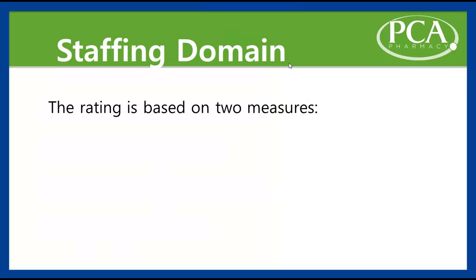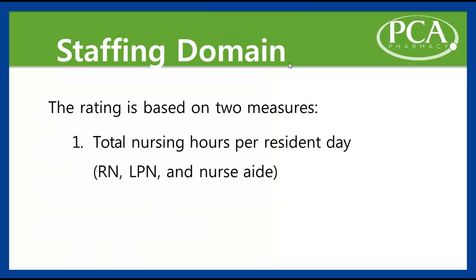Specifically going into more detail about the staffing domain, it is based on two measures. The first is the total nursing hours per resident day for RNs, LPNs, and nurse aides, and the second is RN hours per day. There definitely is a clear relationship between staffing in nursing homes and resident outcomes. In the CMS staffing study, they found clear relationships, and they even went so far as to identify specific ratios that were suggested to indicate that there would be substantially higher risk of quality if those ratios were not maintained.